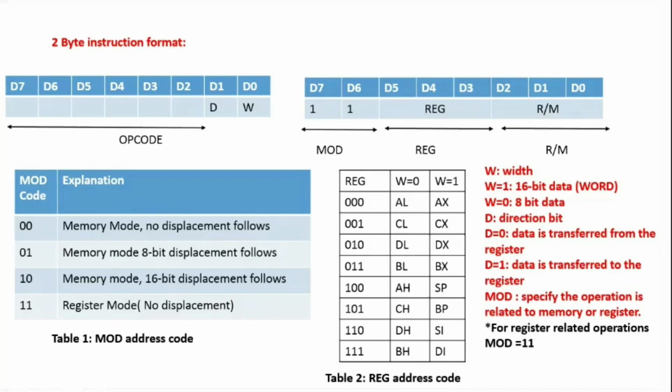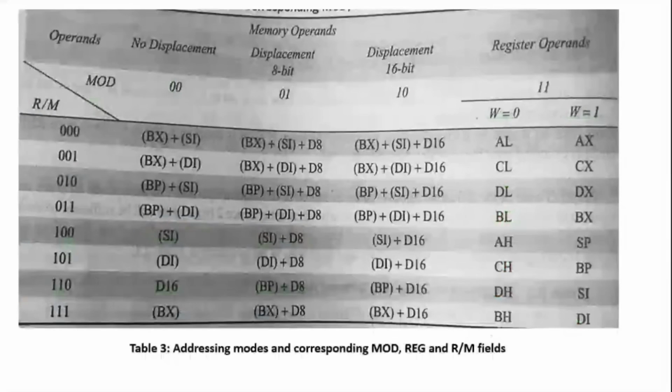Now, to find out the MOD and R/M fields of a particular instruction, you should first decide the addressing mode of the instruction. The addressing mode depends upon the operands and suggests how the effective address may be computed. We need to locate the operand, and whether that operand is lying in memory or not. To understand how exactly I'm going to find the MOD and R/M fields, the different addressing modes of the 8086 are listed in this particular table. You can have a look at it.